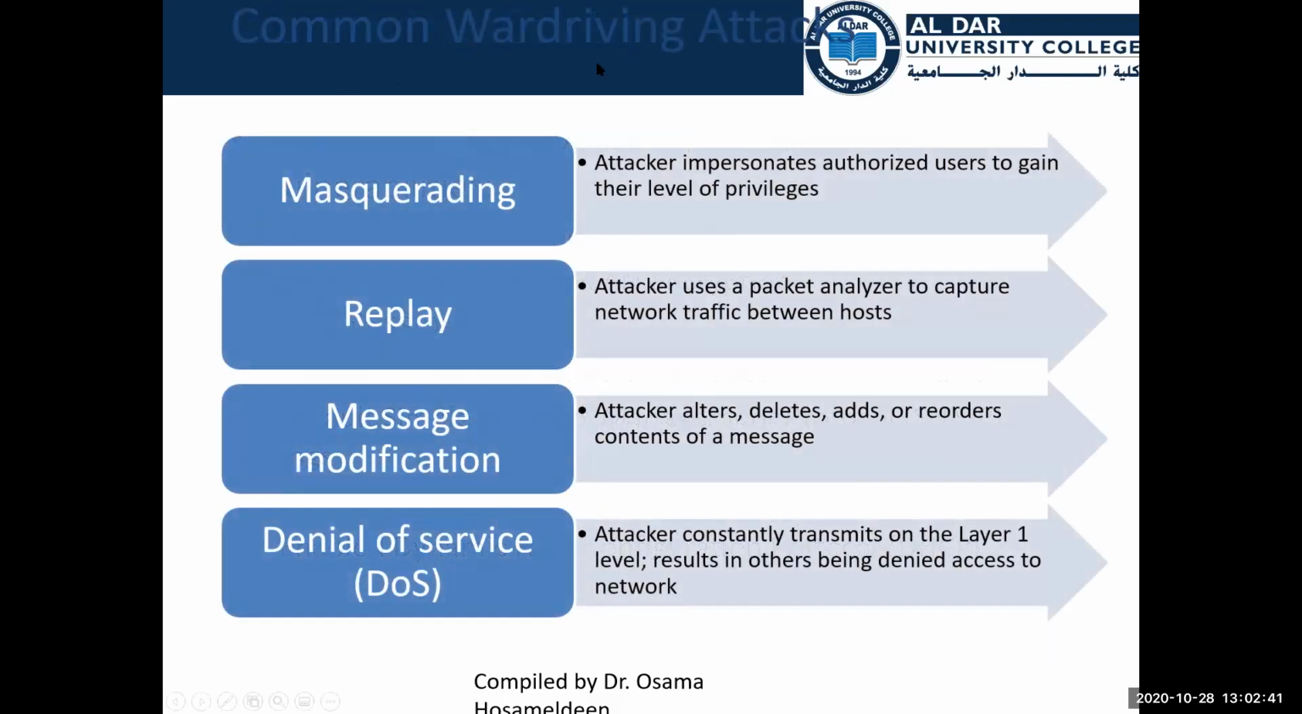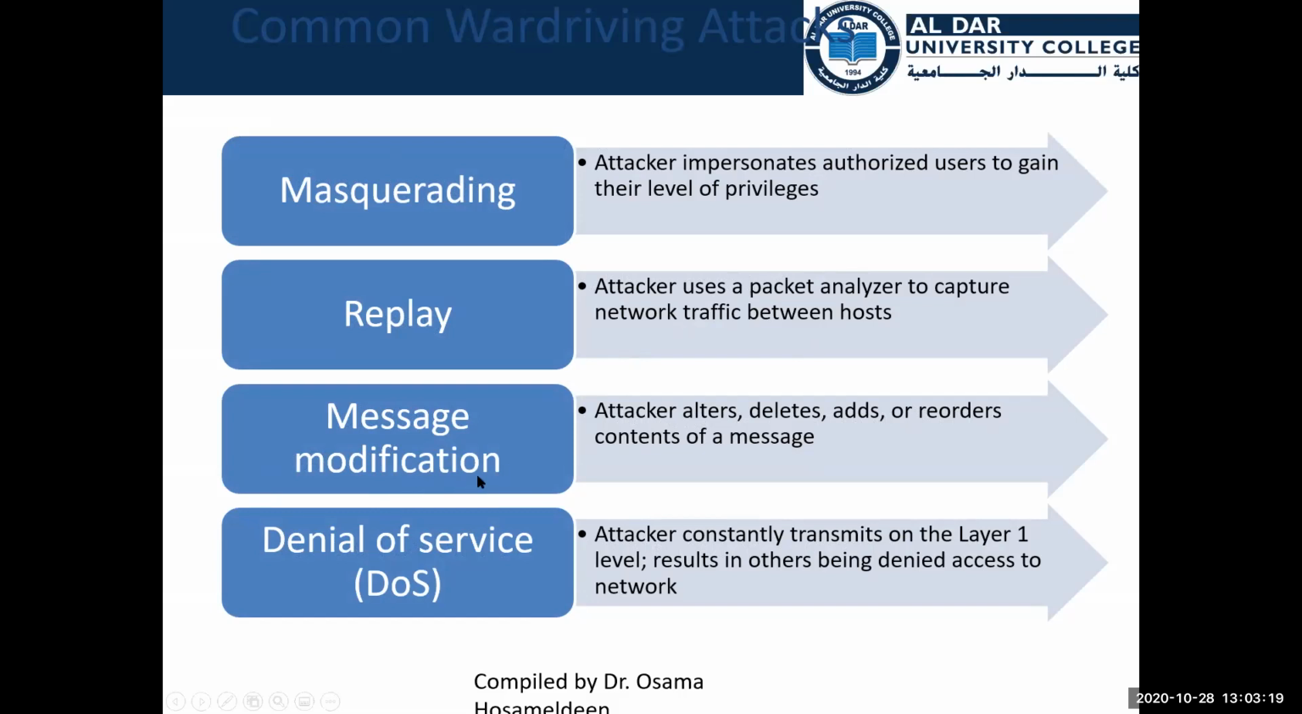For the common war driving attacks, we have masquerading. Masquerading means pretending to be somebody else. Replay means you can capture data between the sender and receiver, maybe as a passive attack, or to replay it to the receiver. So the receiver gets a reply that seems to be from his friend, but it is not from his friend. It is from the attacker. This is a replay.